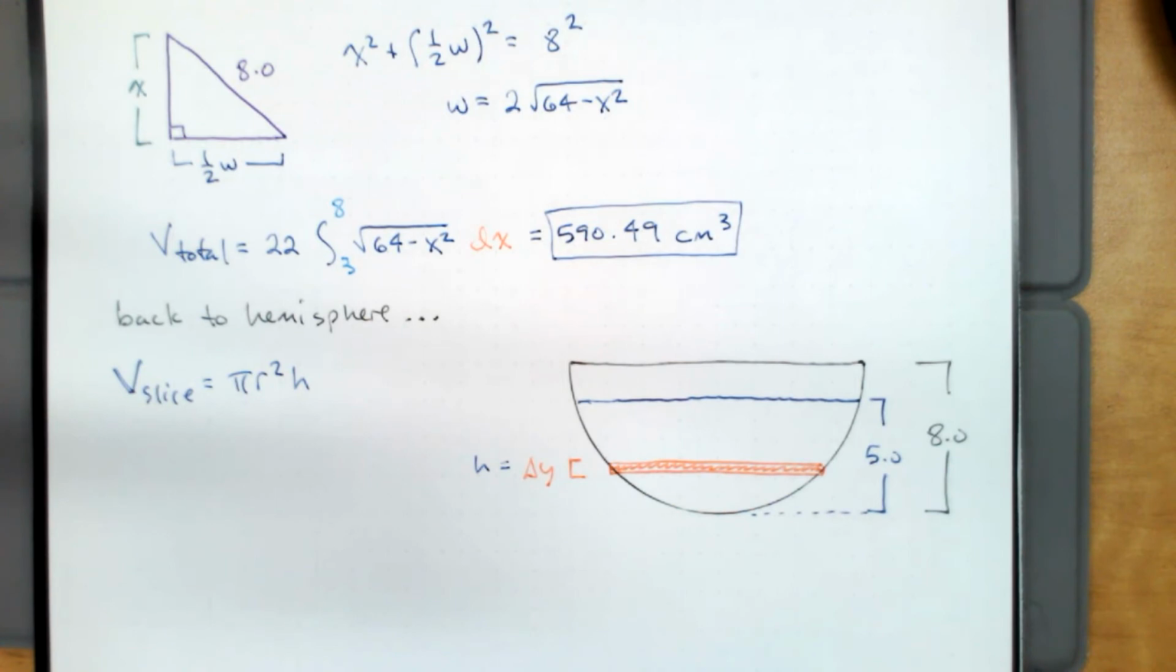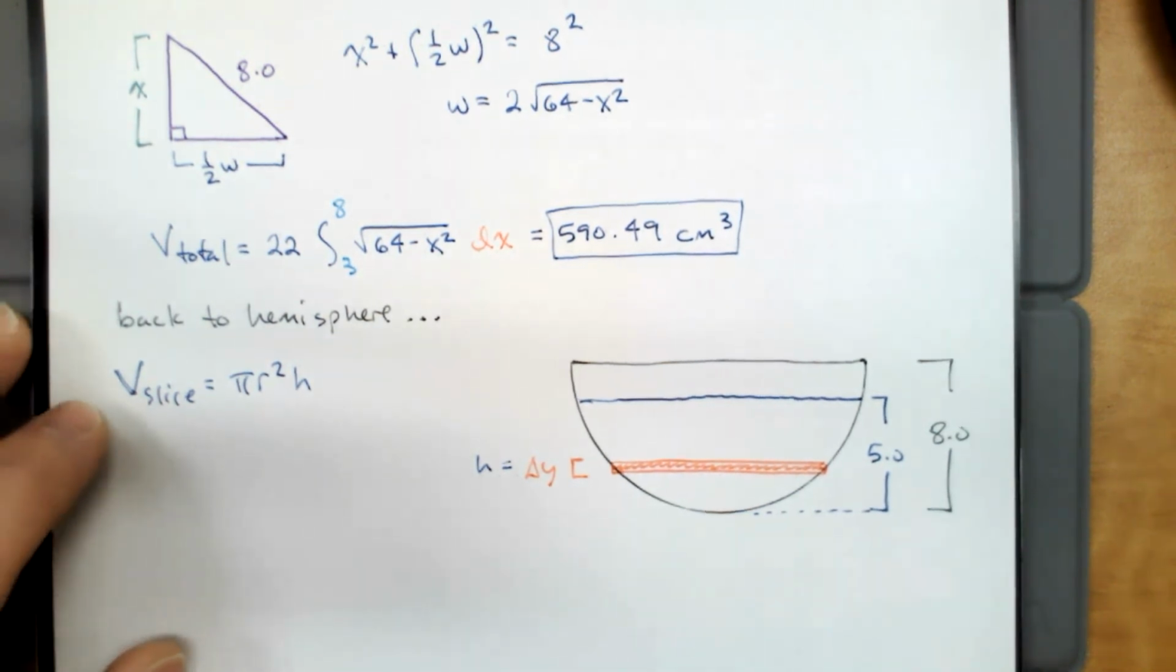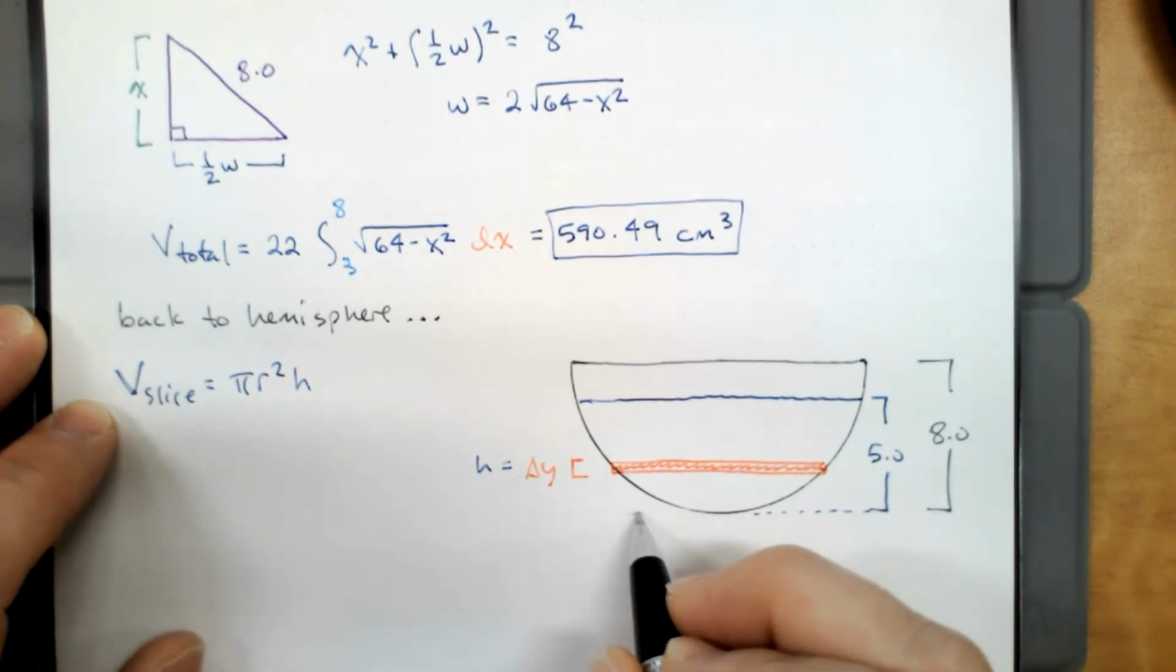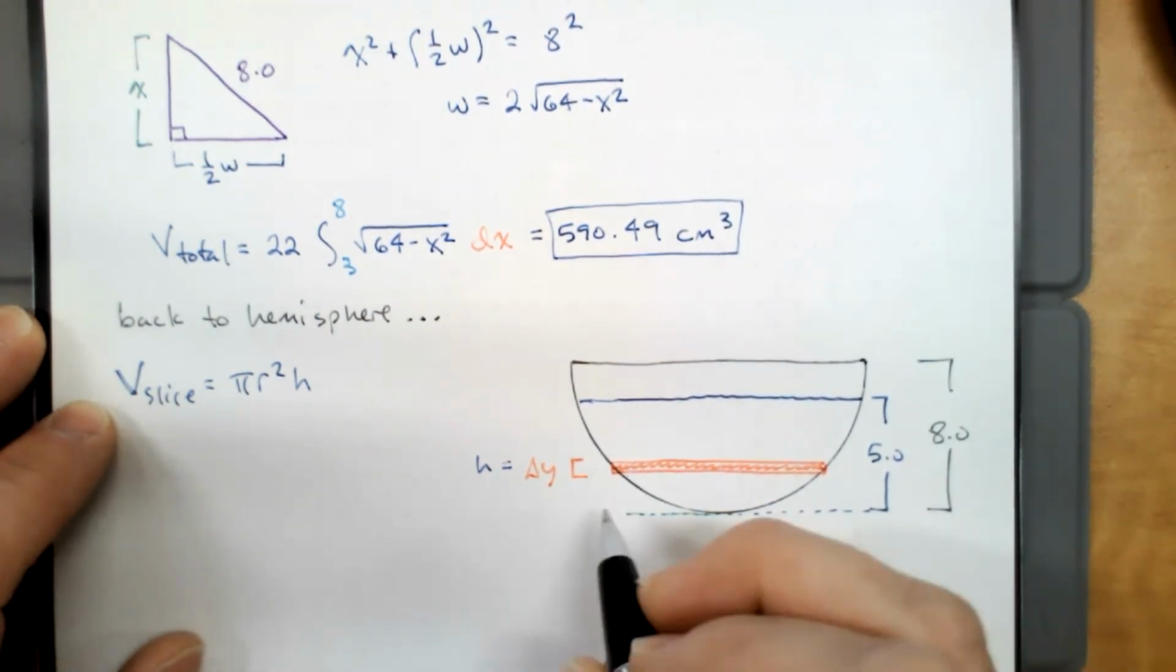But I'm going to define y in a different place than we defined x. X was the distance from the top of the bowl down to the slice. I'm going to measure y as the distance of the slice from the bottom of the bowl, which means I made my slice way too low. That's all right.